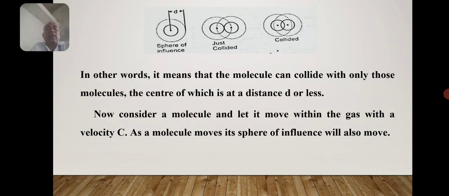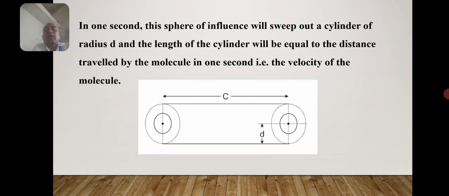In other words, it means that the molecule can collide with only those molecules the center of which is at distance d or less. Now consider the molecule and let it move within the gas with a velocity c. As a molecule moves, its sphere of influence will also move. In 1 second, this sphere of influence will sweep out a cylinder of radius d, and the length of the cylinder will be equal to the distance traveled by the molecule in 1 second, that is, the velocity of the molecule, as shown in the figure.